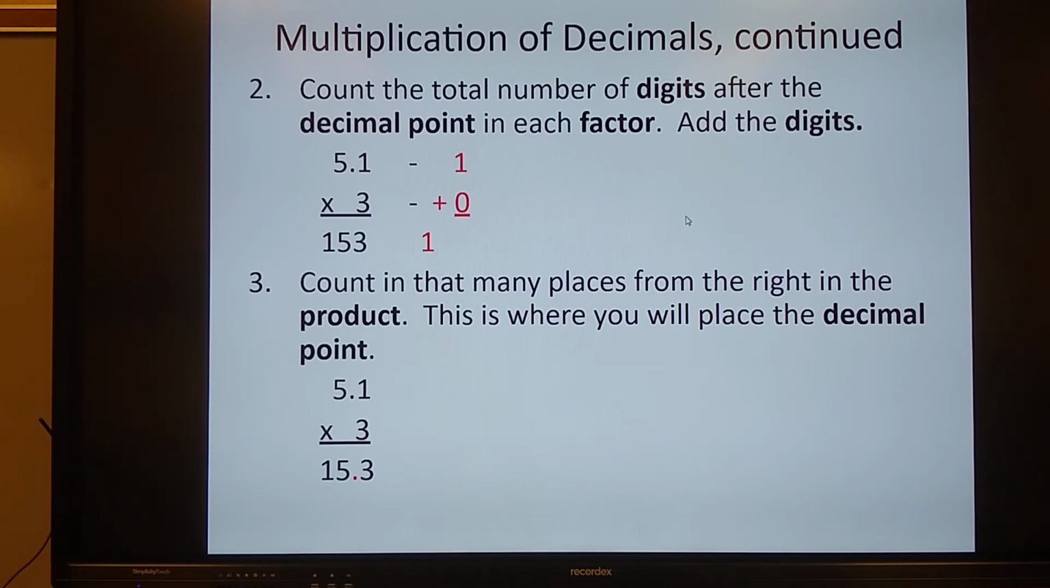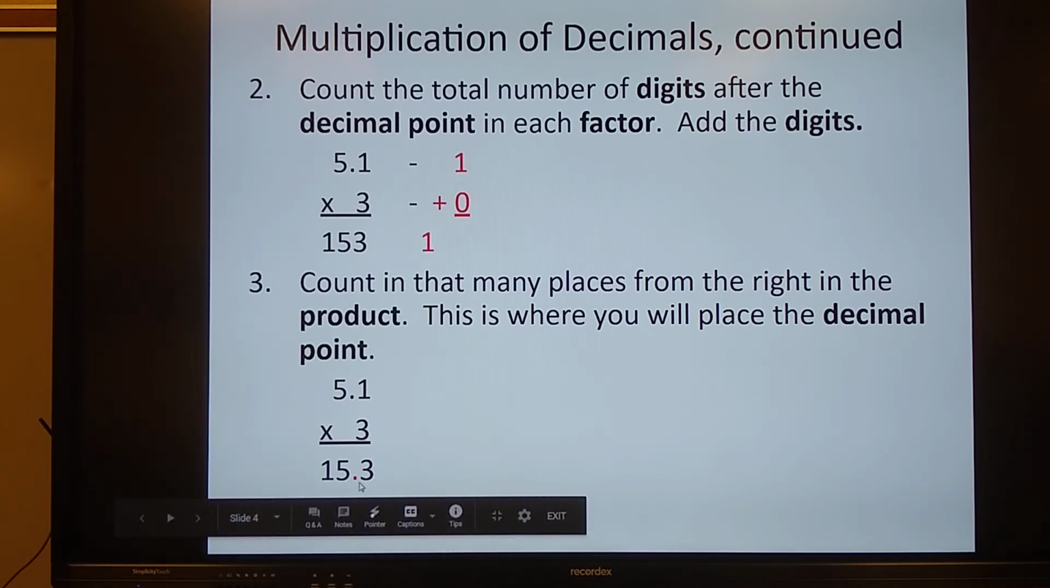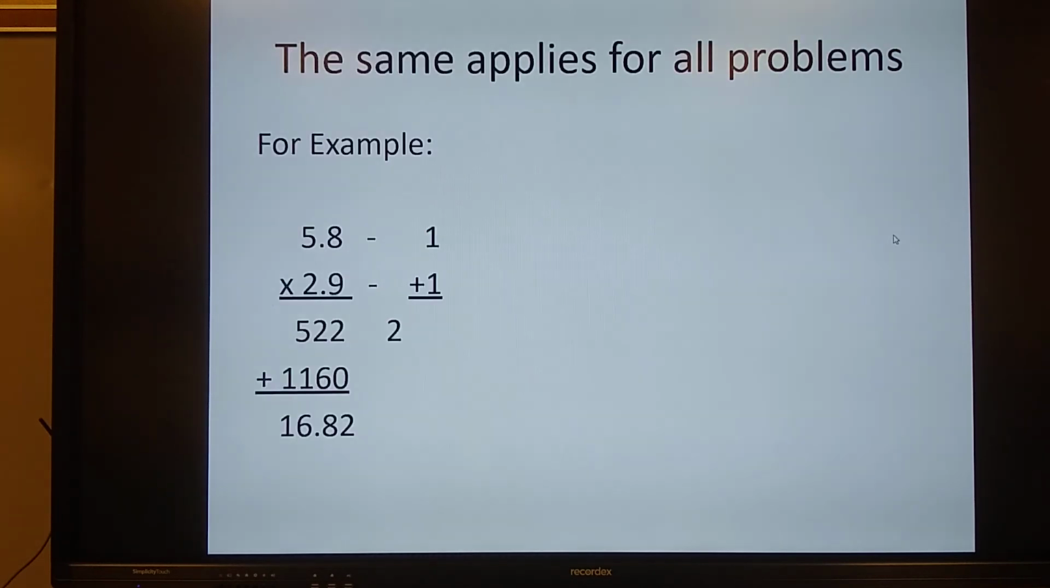And then number 3, count that many places from the right in the product. This is where you will place the decimal point. I have one place altogether. So down here from the right, I move over one place, and there will be my decimal, and that is my answer. 15 and 3/10.